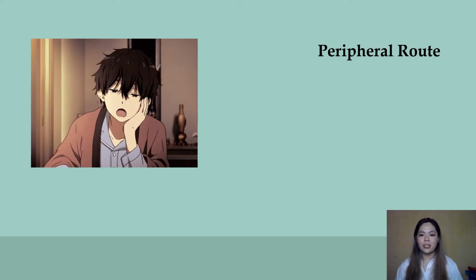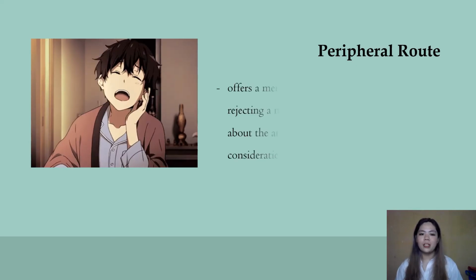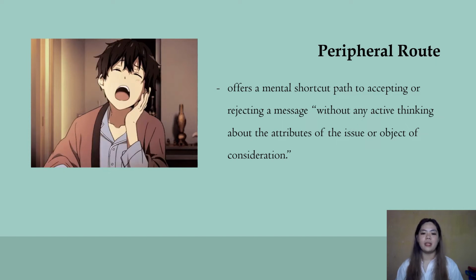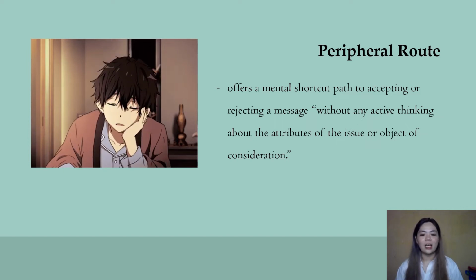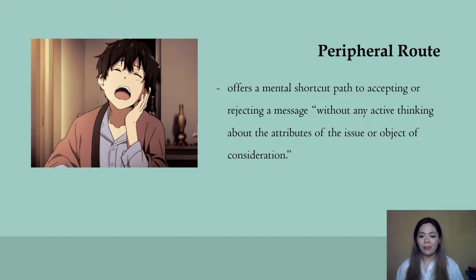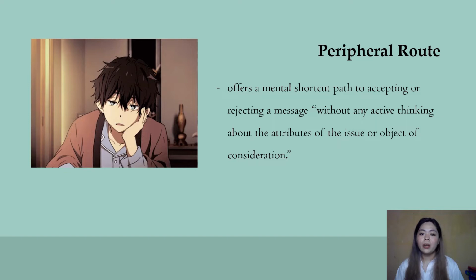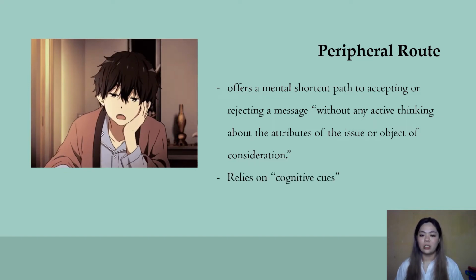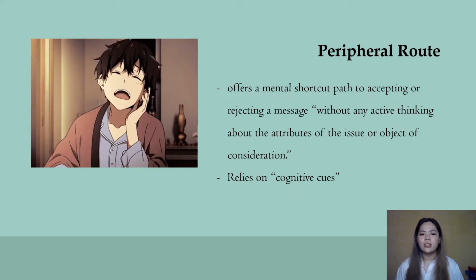In contrast to this, the peripheral route offers a mental shortcut to accepting or rejecting a message without any active thinking about the attributes of the issue or object of consideration. So you see, with the central route, there is active thinking involved, while with the peripheral route, there is only reliance on the cognitive cues that will help them make quick decisions. Now, what are these cognitive cues?